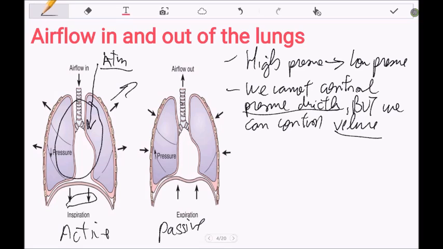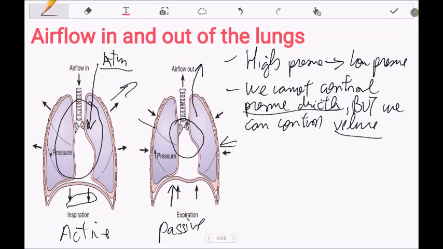The opposite happens during expiration. When the respiratory muscles relax, the volume inside the lungs becomes smaller. Because the volume is smaller, the pressure inside the lungs will be a little bit higher. And because the pressure is higher inside the lungs compared to the atmosphere, air will flow out.